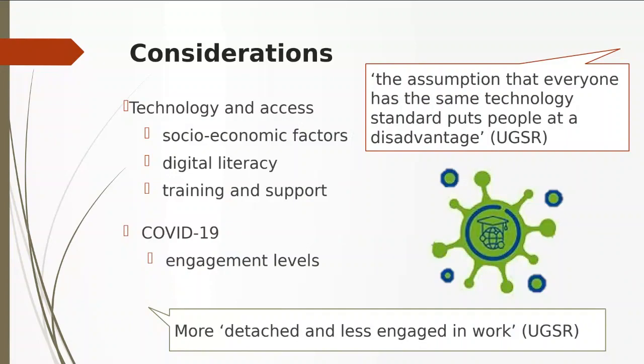When asked about any issues or concerns about the use of technology in higher education, our respondents raised several important points. Access, for example, was raised as an issue, where some individuals may not have the right equipment due to financial reasons and socioeconomic factors. Digital literacy was another concern, with mature students, for example, not necessarily having all the right skills. Lack of support, training, or guidance in the face of ever-changing digital tools was another concern. In the words of one of our respondents, the assumption that everyone has the same technological standard puts people at a disadvantage.